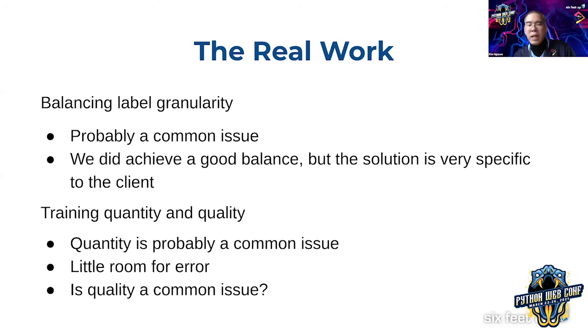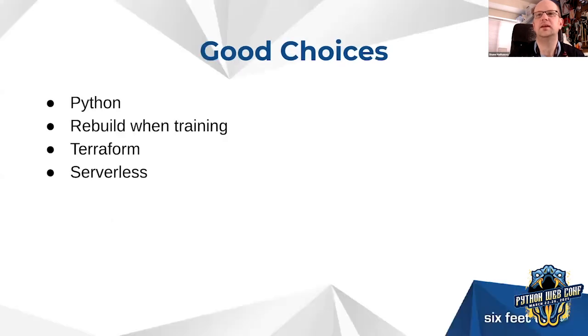Trying to find that balance was an iterative process of training and then looking at the accuracy of the model that came out of it and having to go back and adjust multiple times. Fortunately, Google does provide metrics that help you understand how good your quantity and quality really is. We'd like to go over some of the good choices that we made.